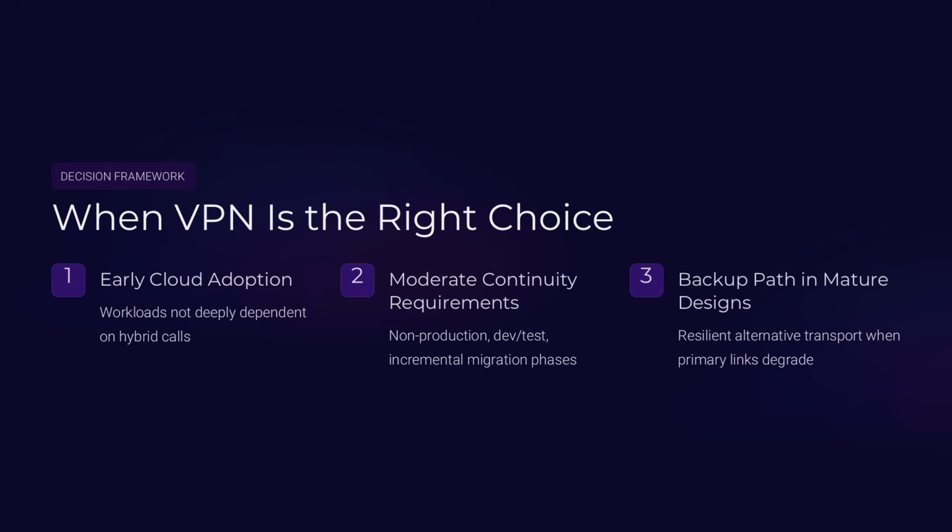Site-to-site virtual private network is usually a strong choice when you are early in cloud adoption, when workloads are not deeply dependent on hybrid calls, when you need faster enablement, and when your continuity requirements are moderate. It is also a practical option for non-production environments, development and test scenarios, and incremental migration phases. In mature designs, it can also serve as a resilient backup path when you want redundancy, because it provides an alternative transport approach when primary links degrade.